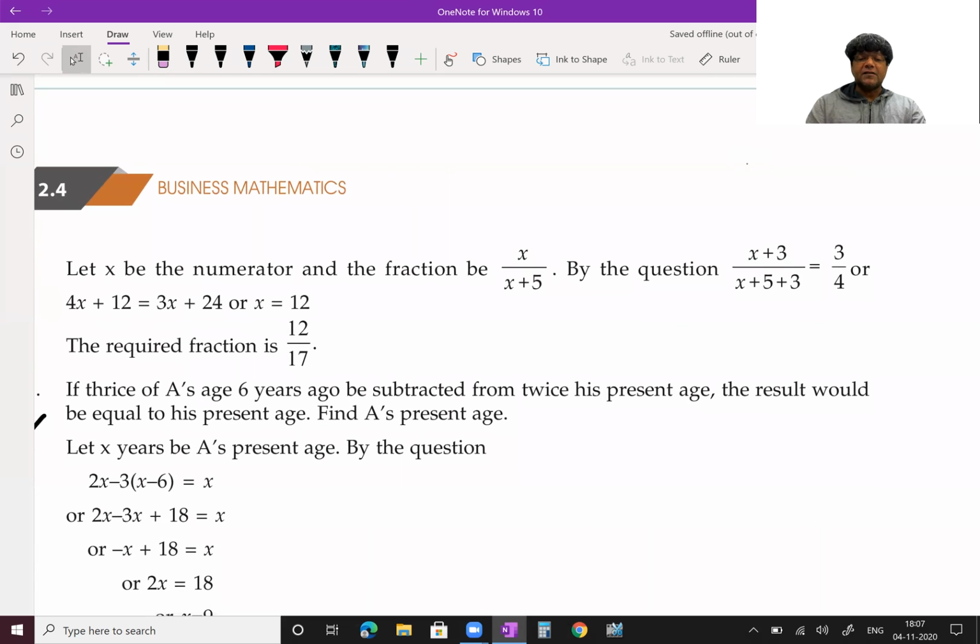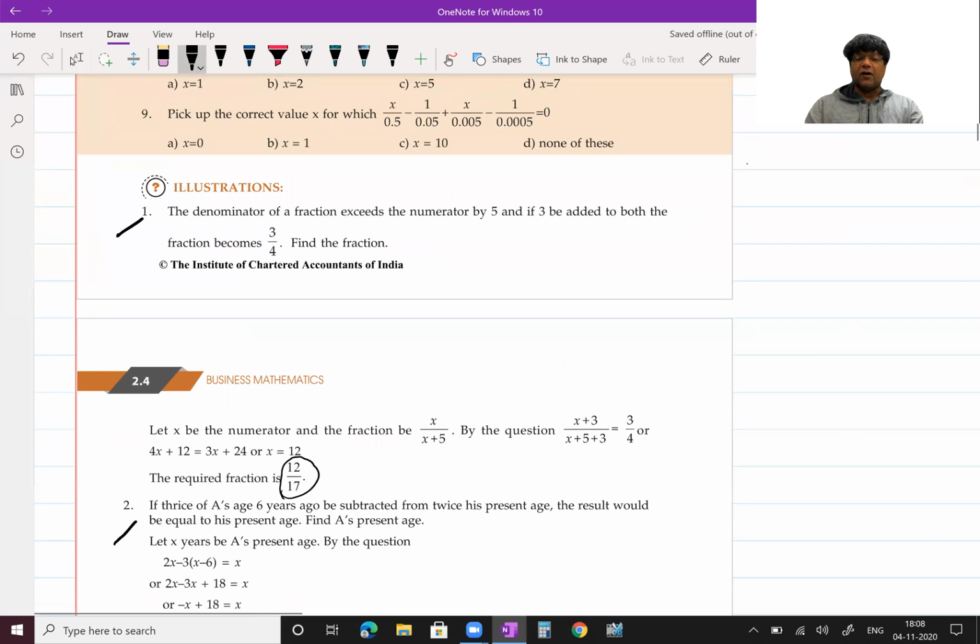Obviously, since this is the answer, it will be present in one of the options. That is 12/17. Now I will check this 12/17: is the first condition satisfied or not? The denominator of the fraction exceeds, that means is more than, the numerator by 5. So in 12/17, is the denominator 17 more than the numerator by 5? Yes, 12 plus 5 is 17. First condition satisfied.